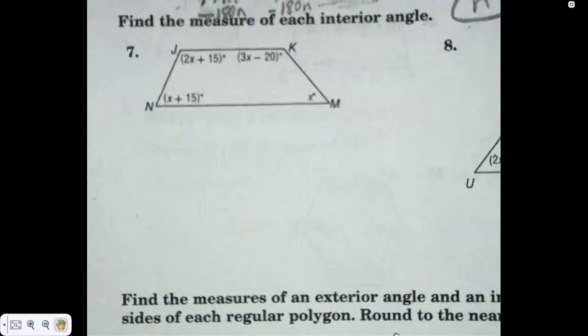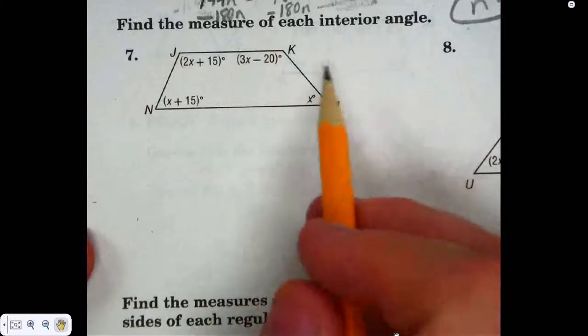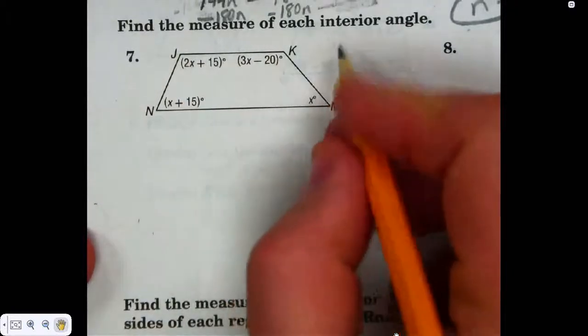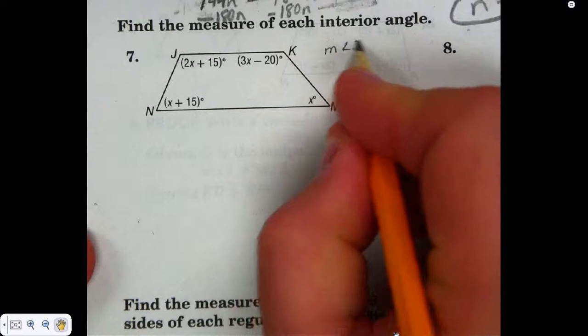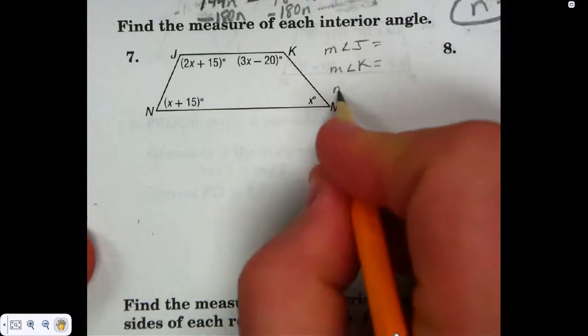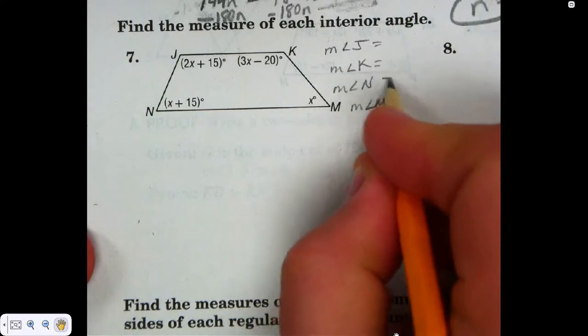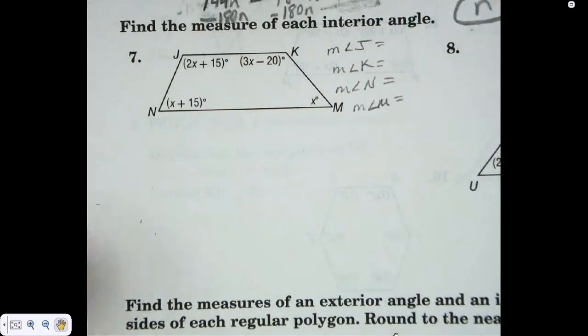Okay, let's look at number 7. Number 7, first of all, find the measure of each interior angle. So they want to find the measure of angle J, the measure of angle K, the measure of angle N and the measure of angle M. But to do all that, I have to find what? Before I can do any of that, what do I need to know? What x is, right?